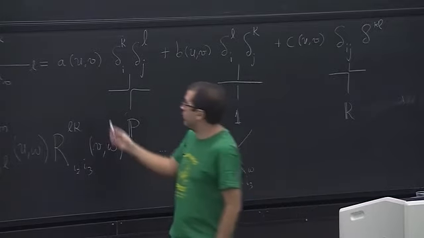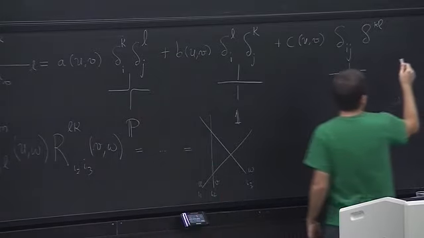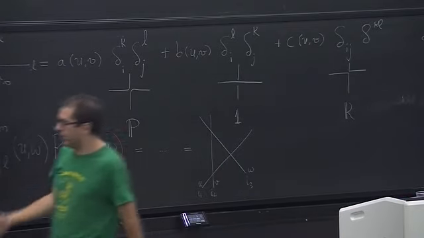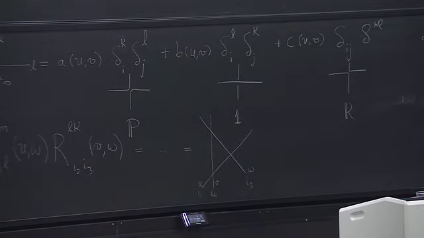That's right. So our goal is to find R obeying Young-Baxter. That's our goal: to solve the Young-Baxter equation. So we write this equation.